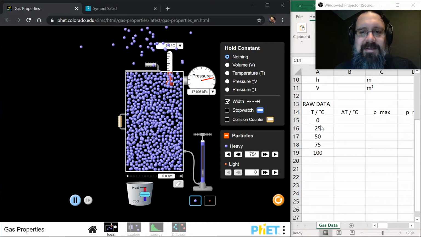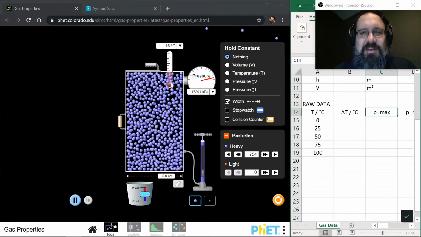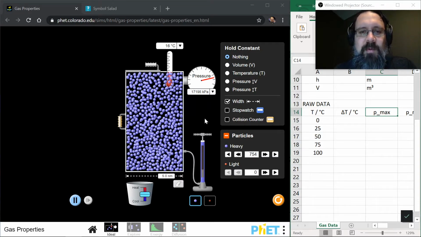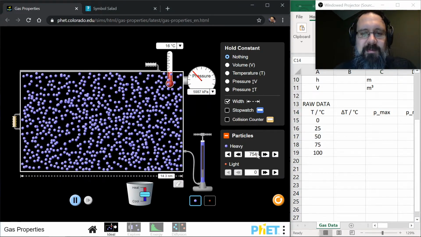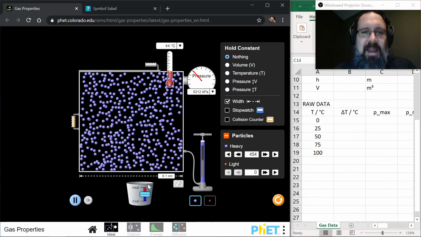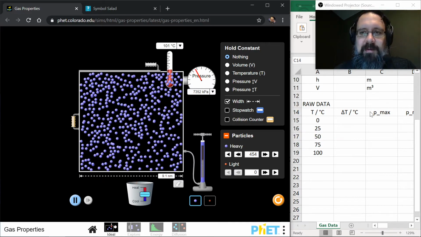And that's bad because you just went through all this trouble of collecting all this data for a situation of a volume and a number of particles that doesn't work. So when you're deciding what to set the volume to and what to set the number of particles to, make sure that you've got the temperature all at your maximum value already. That way you don't accidentally pop the lid while you're doing the experiment.